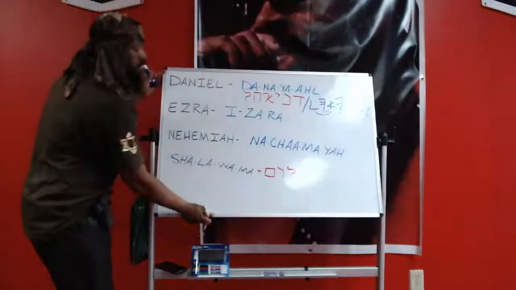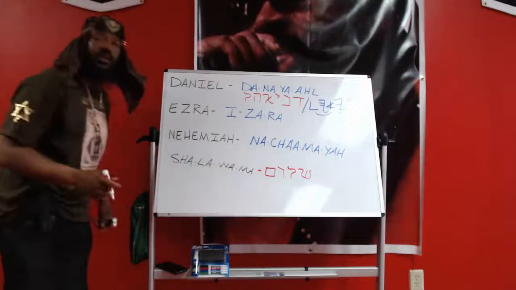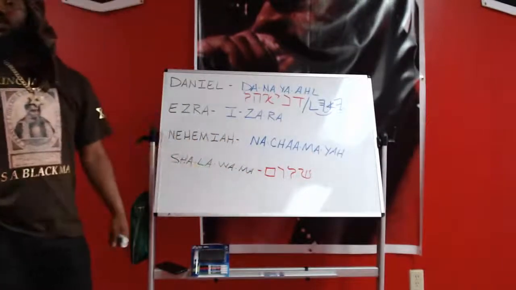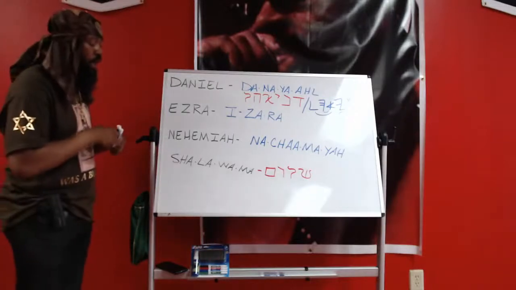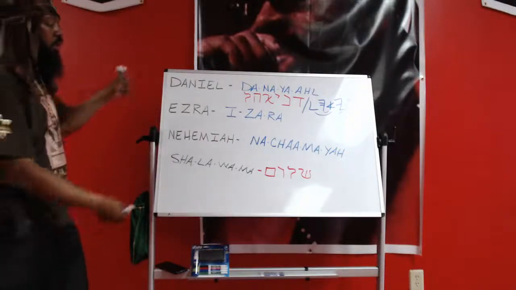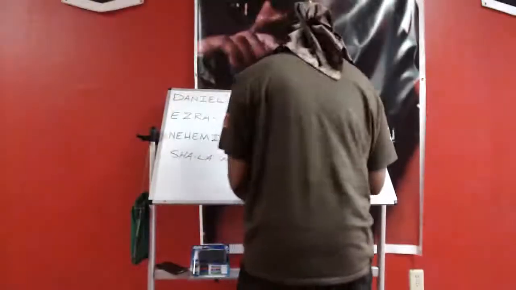All right. So Sha, La, Ma. These are the letters for Shalom. These are the letters. Okay? Sha, La, Ma. Now, in Assyrian, it's going to be written out.